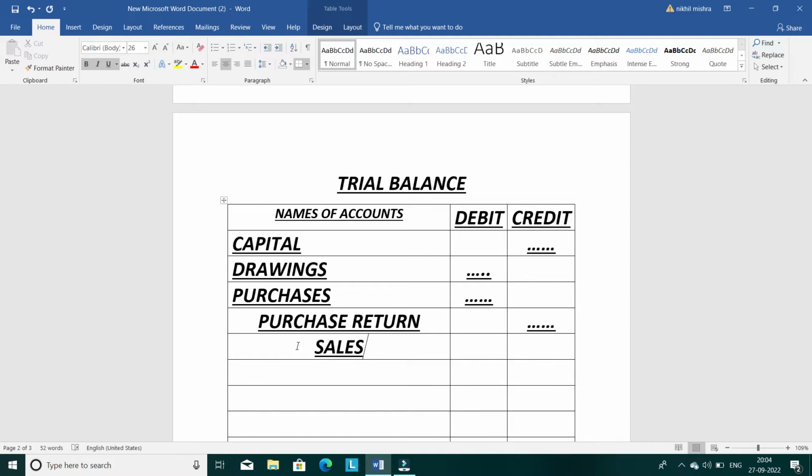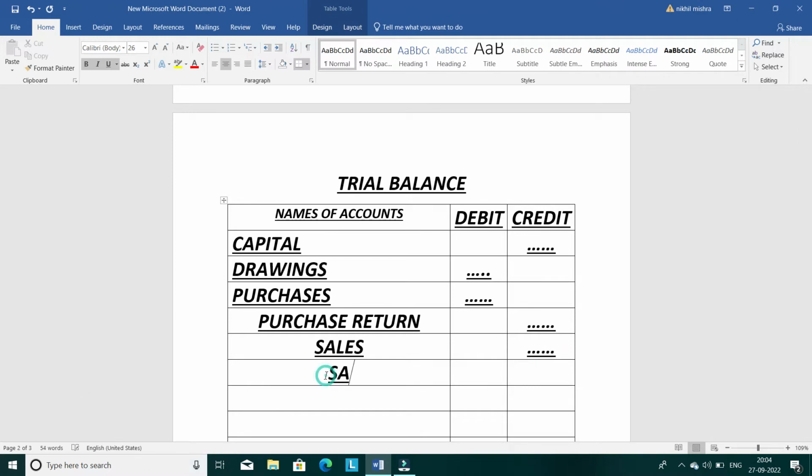Sales is what? Sales is kind of income. When you are selling goods you are earning money, so it is what? Income. Okay, so it is an income. All assets and expenses we write in debit side, and all kinds of gain, income, okay, and liability we write in the credit side. So sales is an income, so we'll write here in the credit side.